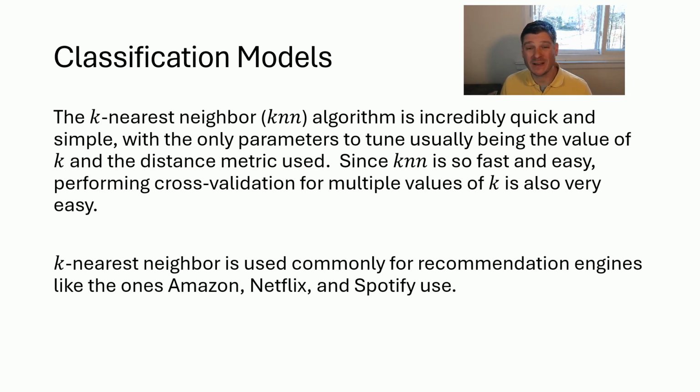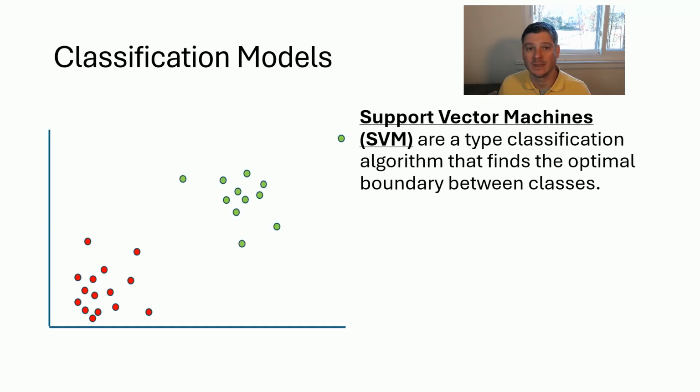And because it's so effective, so cheap, and so simple, k nearest neighbor is commonly used for a lot of recommendation engines, like the ones that Amazon uses to recommend products, or Netflix and Spotify use to recommend songs or movies or shows for you to watch next.